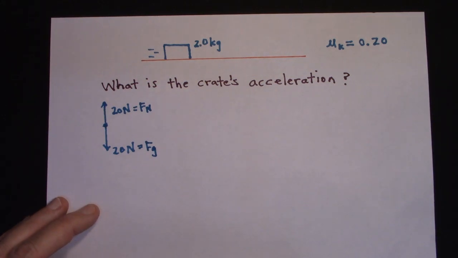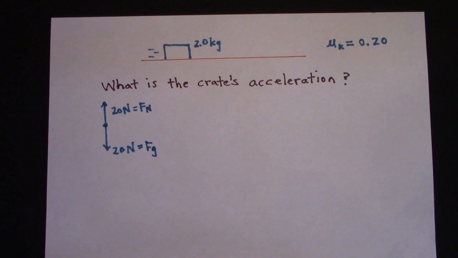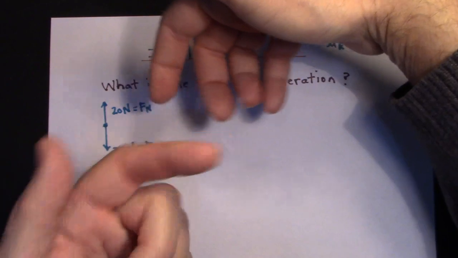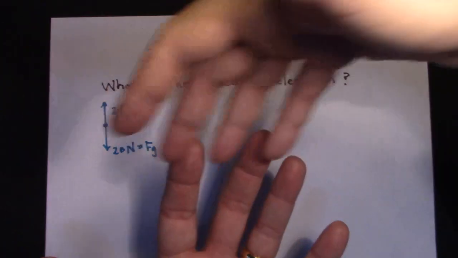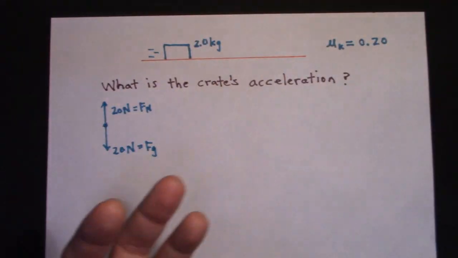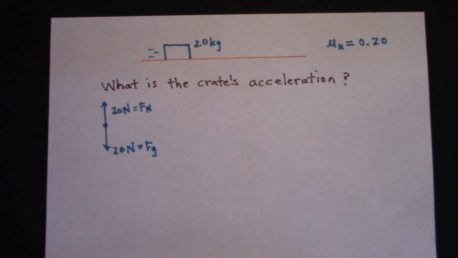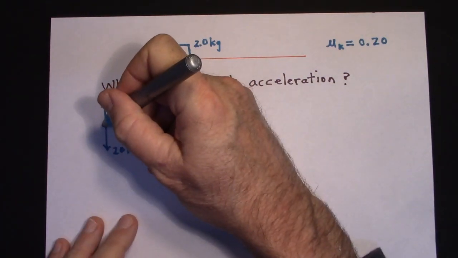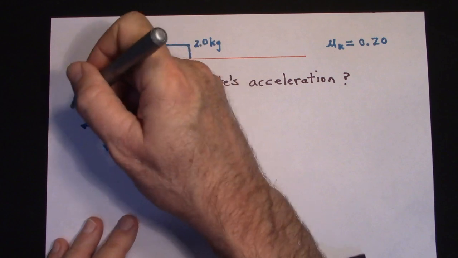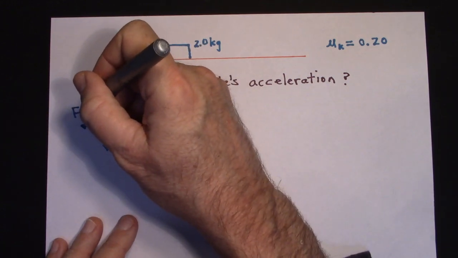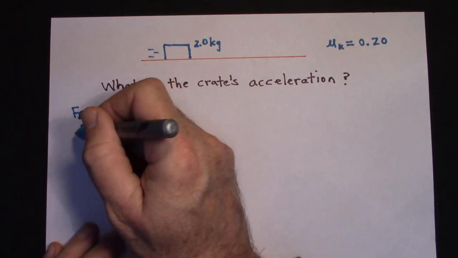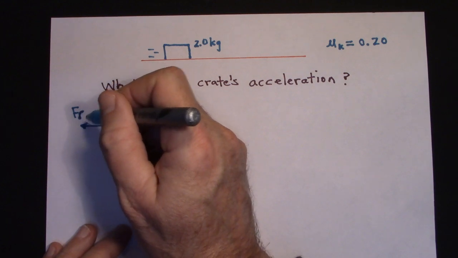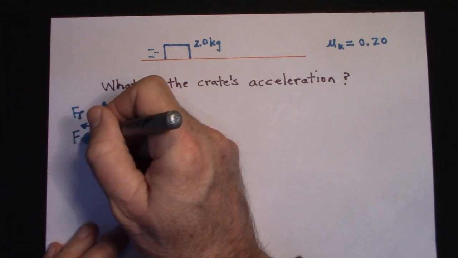Now there's one other force on the crate. Here's the table and here's the crate, and it's sliding that way. See how it's getting caught up in the nooks and crannies as it goes? So there's going to be a force to the left. There will also be another force to the right on the table that will be equal to this, but we don't care about that. So this is the force of kinetic friction. I'm going to say it's F sub K.